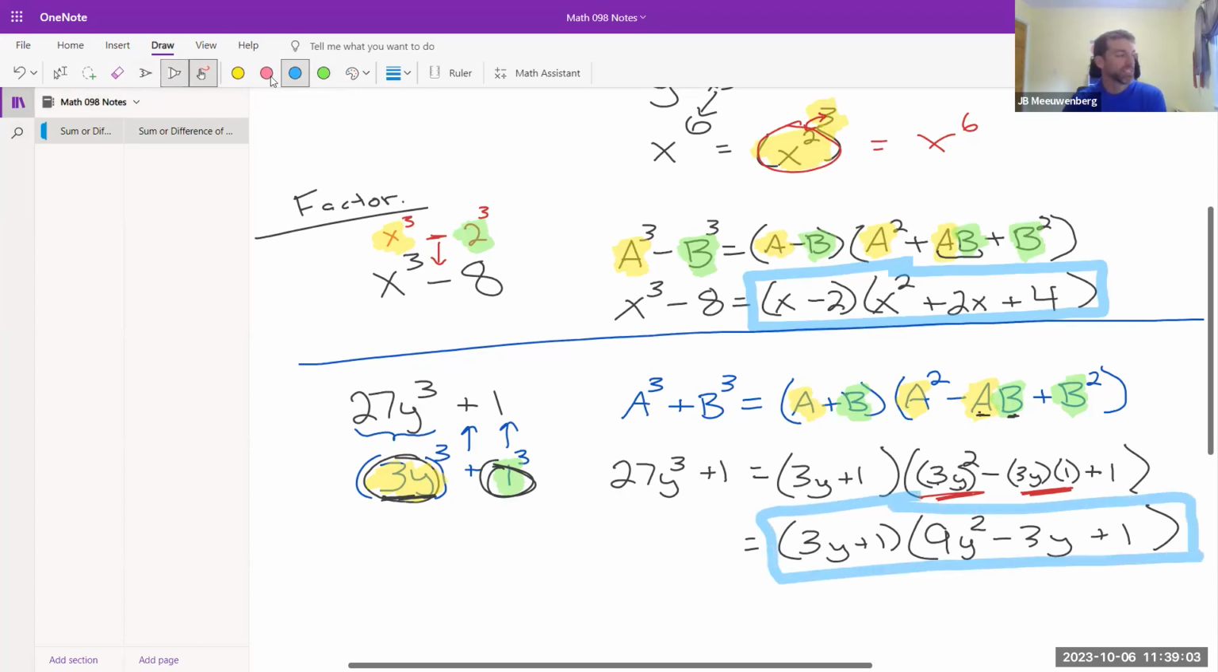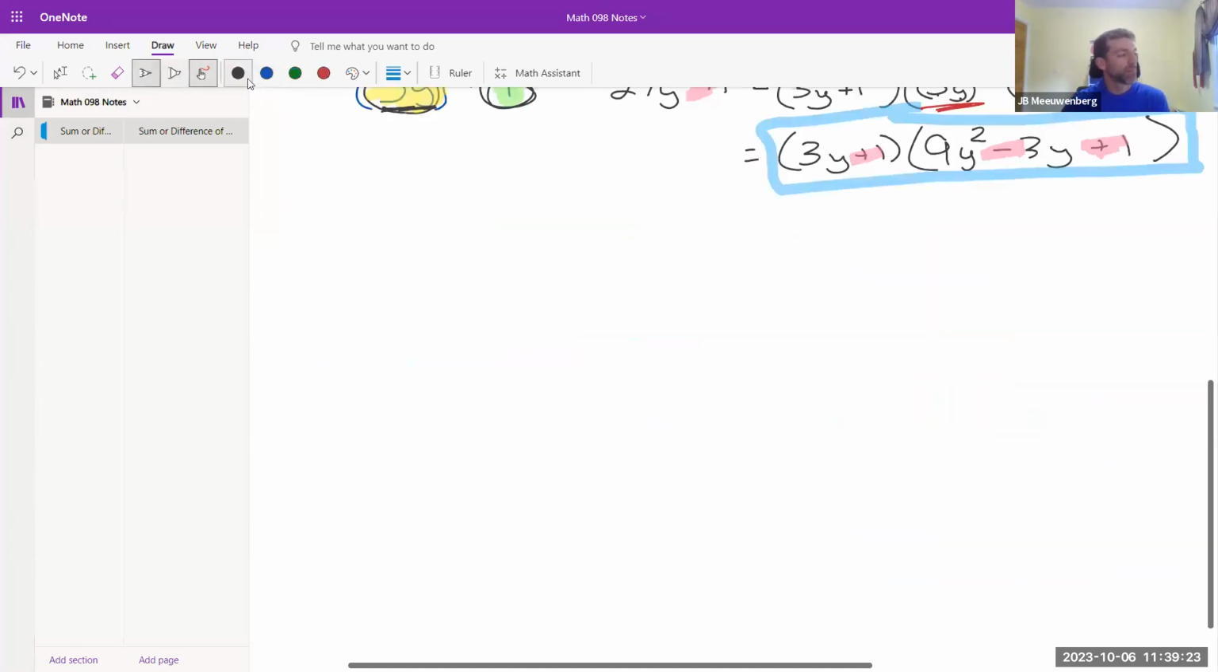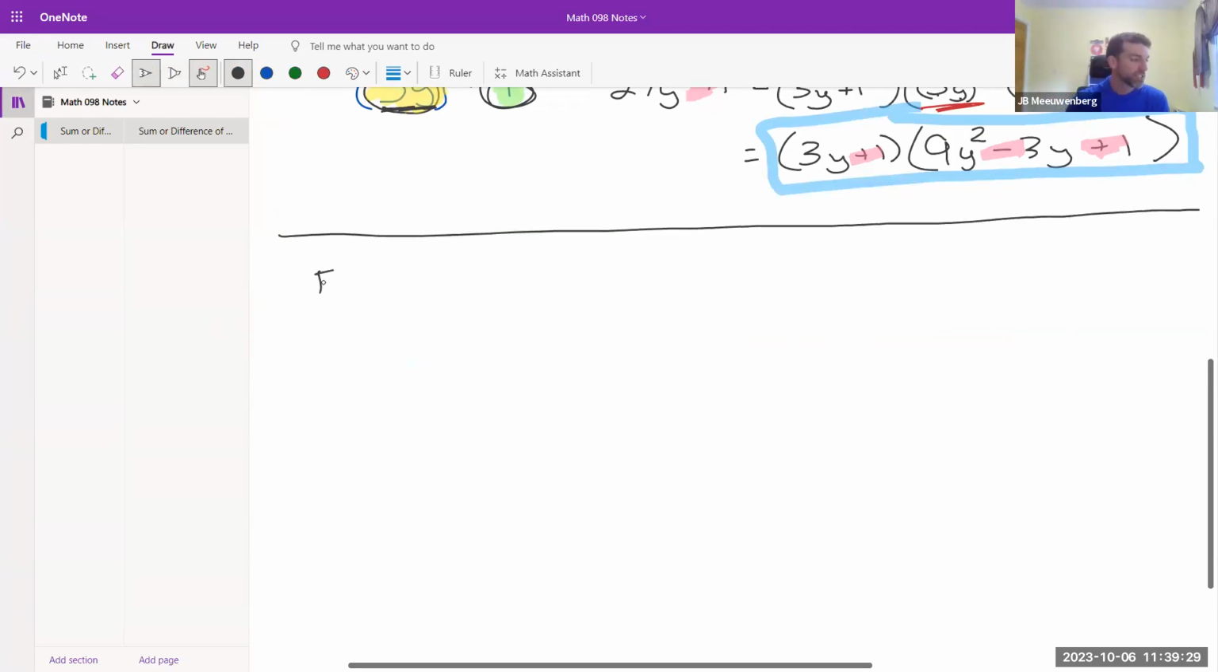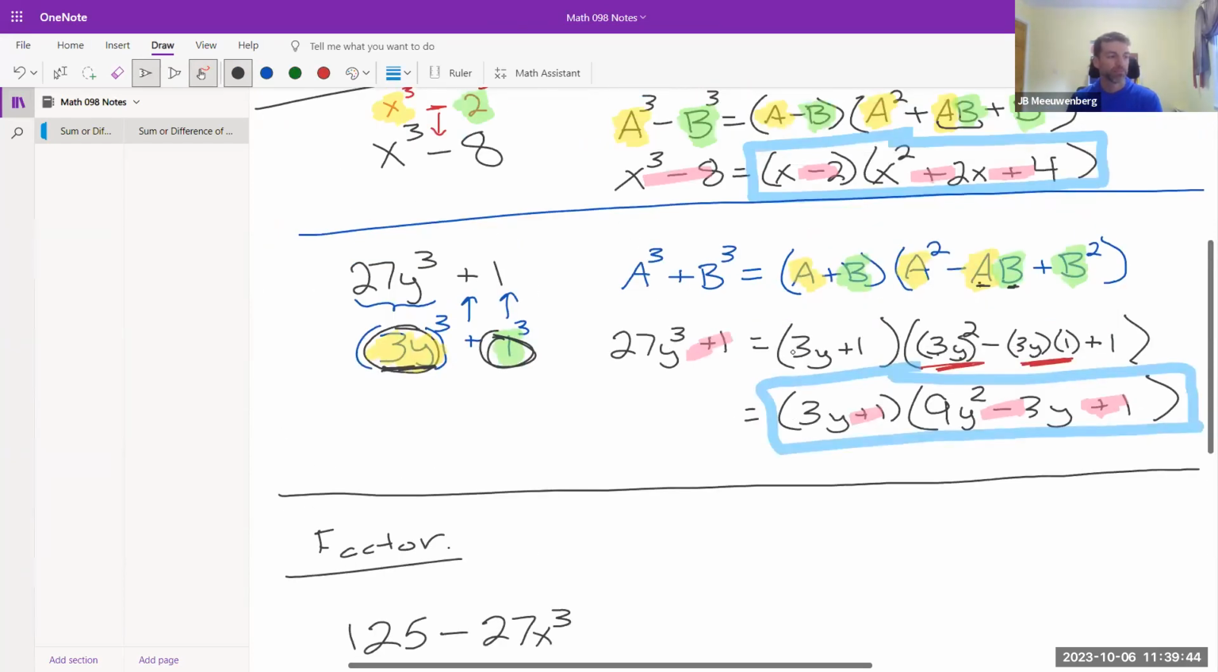So notice how these are a little bit different. Just pay attention to where the signs are between when it's a difference and a sum. For the difference you have minus, plus, plus. Here you have plus, minus, plus. So you've got to pay really close attention to which one of those it's going to be. Let's try one more. Here it's your job to try it. I'm going to just write the problem out. Pause the video, and then try to see if you can factor this slightly more challenging one. 125 minus 27x cubed. So see if you can factor this based on what we talked about up here.